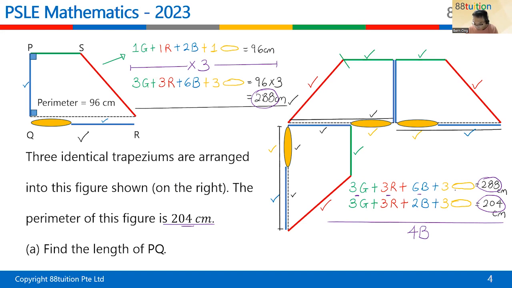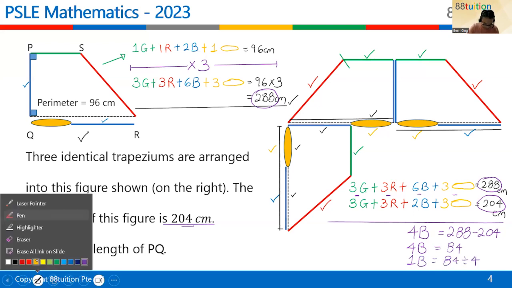Nice. 3 of this orange minus 3 of this orange, you're left with what? Nothing. And on top, we have 288 minus 204. Can you see that you are actually finding what is 4 blue? All right, 4 blue is 288 minus 204. That will give you 84. All right, and I will always look for 1 blue first. So 1 blue is equal to 84 divided by 4.